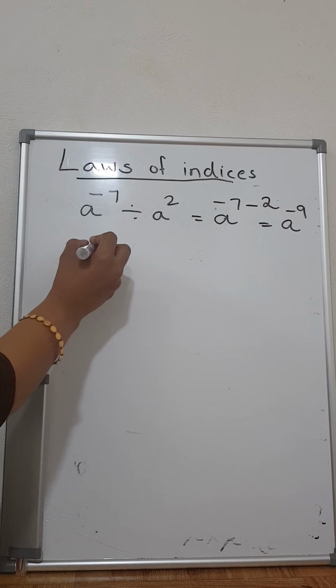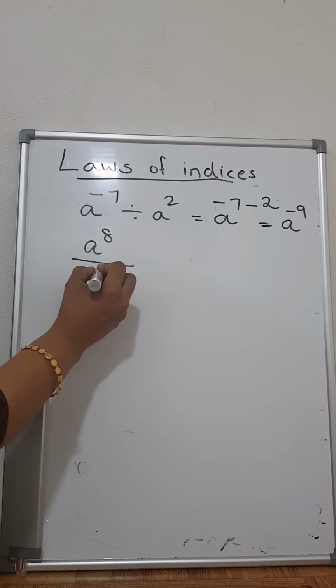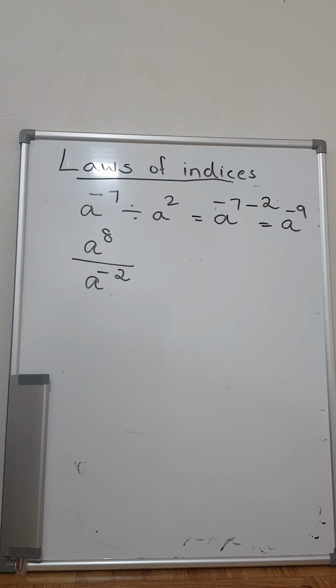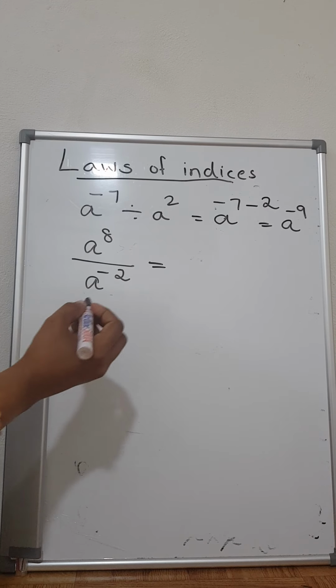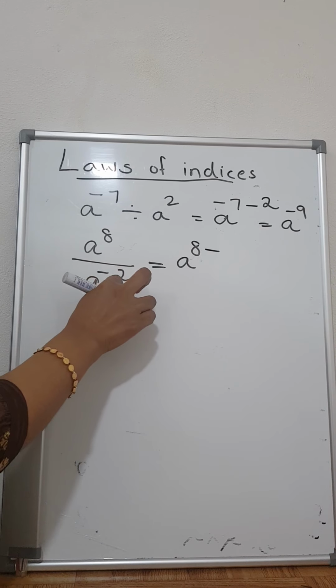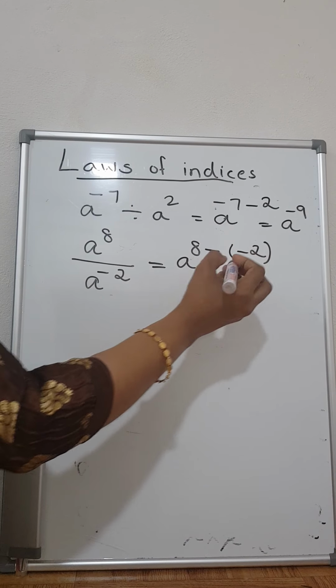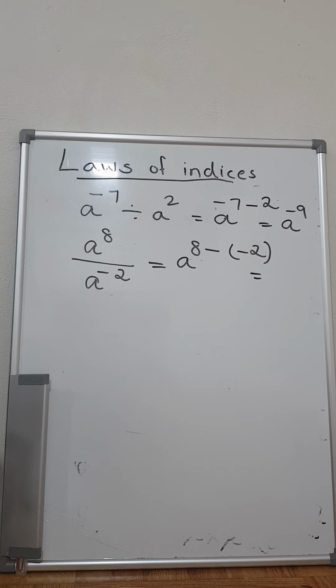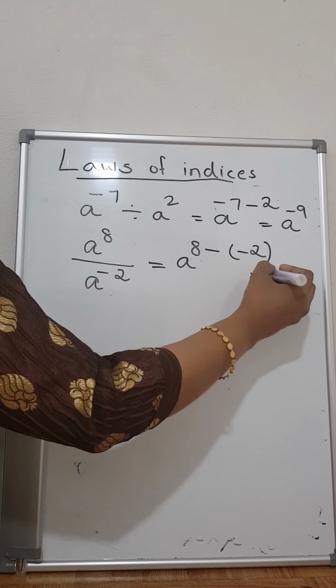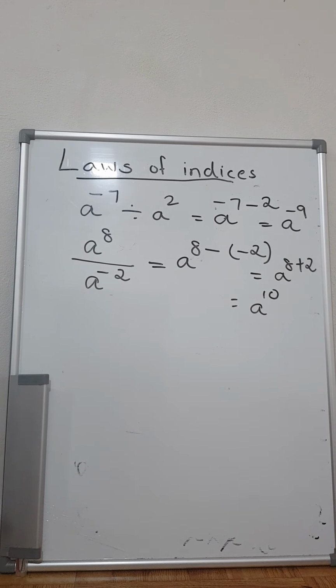See more examples. a to the power 8 divided by a to the power -2. So what will we be getting? Have you got the answer? Definitely you might have got the correct answer. Let's check it. a to the power 8 minus, already it is a minus, so minus minus 2. a to the power 8 - (-2). That makes it a to the power 8 + 2. So a to the power 8 + 2 is equal to a to the power 10.